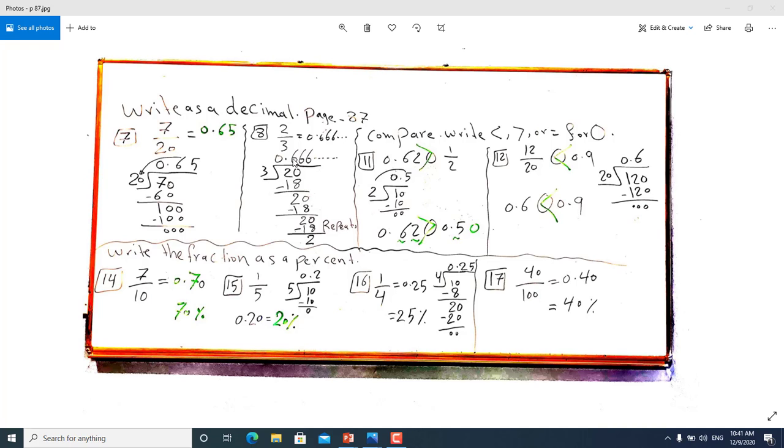So this number is repeated. That means at any step you have the same number. So we just put this notation. That means it is repeated. But the earlier one does not repeat, it terminates.